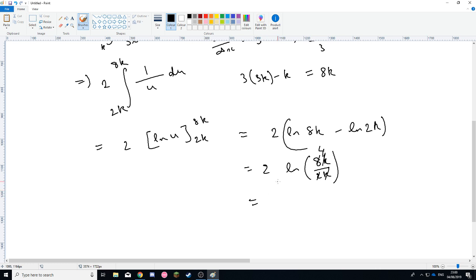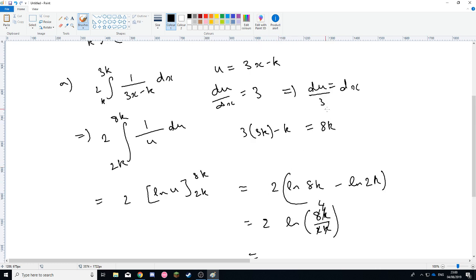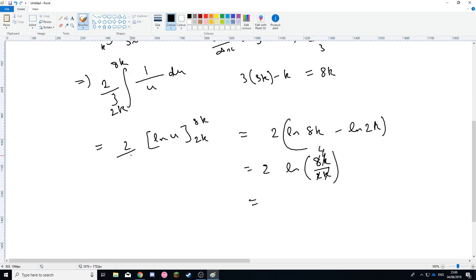I think I made a mistake somewhere. Ah, yeah, I didn't divide by 3. du over 3, this should be a third when I substitute my du in. So this should be 2/3, this should be 2/3. And yeah, that's part A. Part B doesn't have by parts, so I'm just gonna do something else.